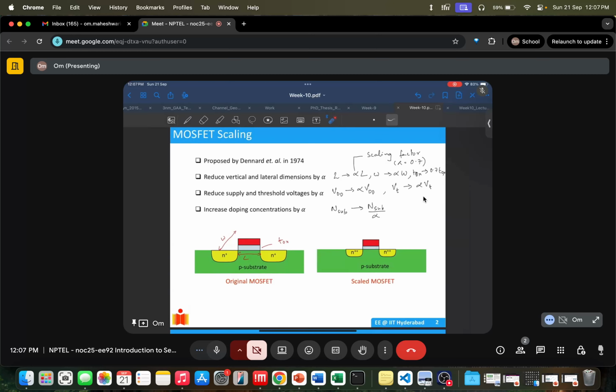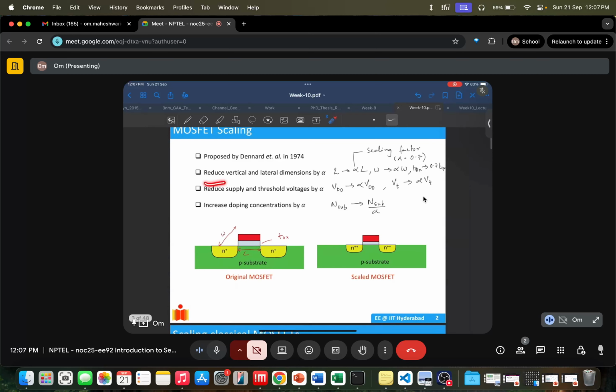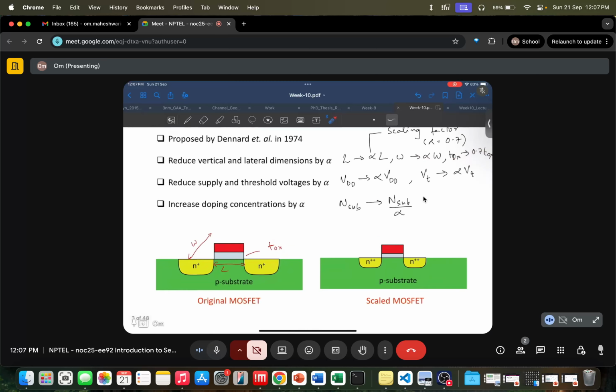MOSFET scaling was initially realized by Dennard, so this is also called Dennard scaling. In this scaling, we have a scaling factor alpha, or 0.7, where we try to reduce the vertical and lateral dimensions by alpha. So L changes to 0.7 times L, W changes to 0.7 times W, T ox changes to 0.7 times T ox, like that.